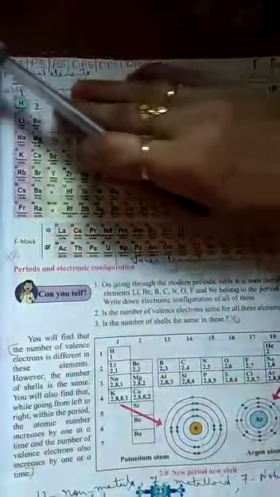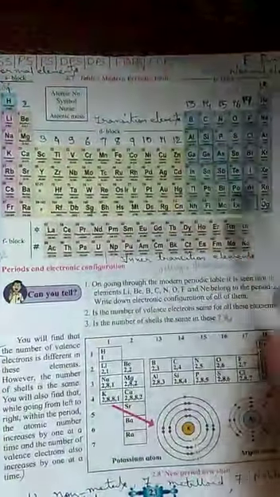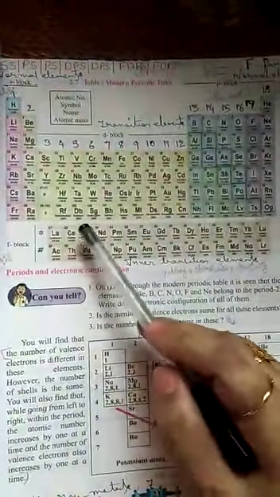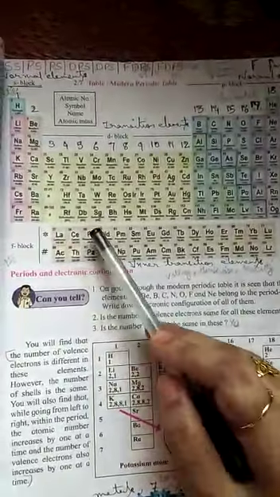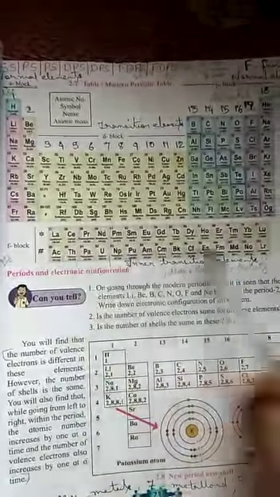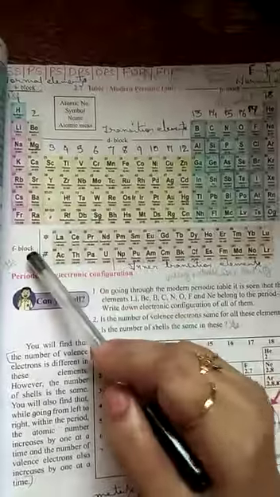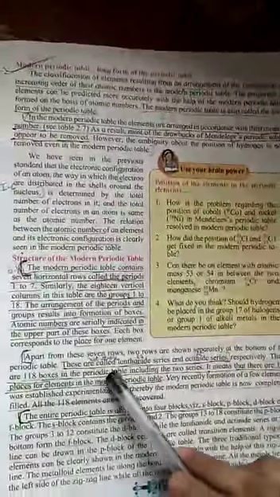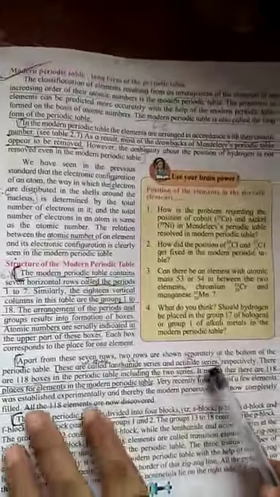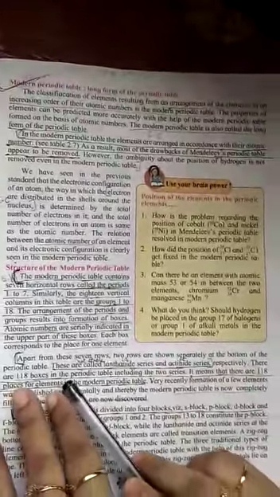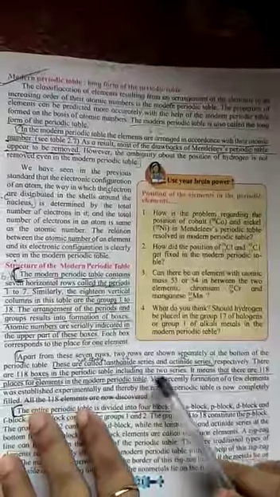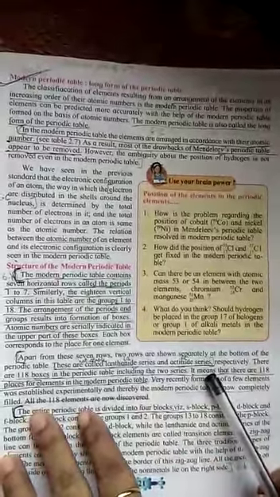Now you can see that below this periodic table there are 2 blocks, lanthanides and actinides. These are F block elements. So it's written that apart from these 7 rows, 2 rows are shown separately at the bottom of the periodic table. These are called the lanthanide series and actinide series.